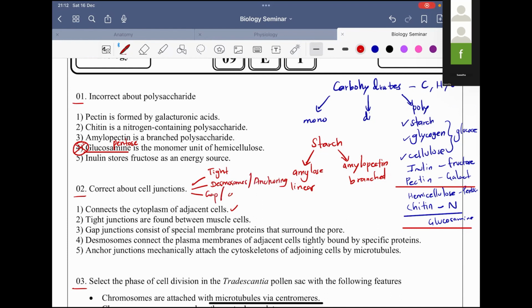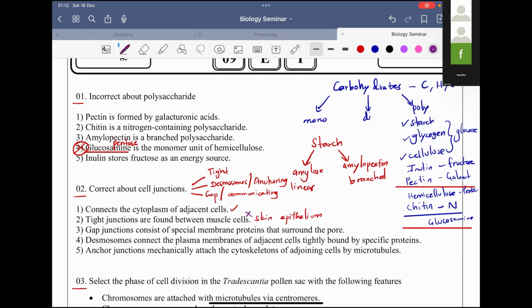So these are the three types of junctions. Now the second statement is: tight junctions are found between muscle cells. This is false, right? Are they found between the muscle cells? No, tight junctions are found in the skin epithelium. Okay, so that is false.